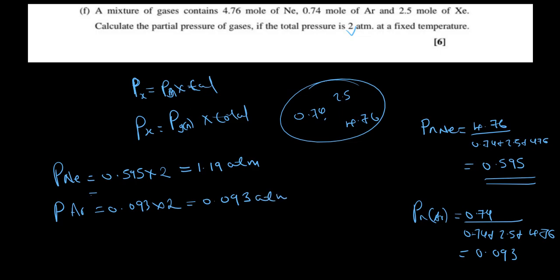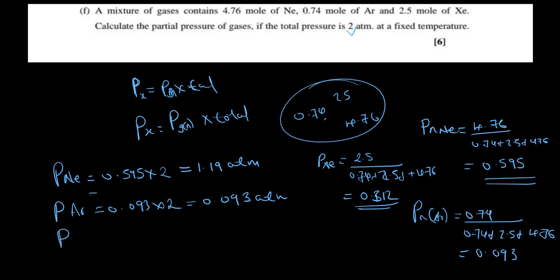So that is it. Then for the partial pressure of this gas now, which is just Xe, xenon. So the mole fraction of Xe is equal to the value of xenon, which is 2.5 over the total, 0.74 plus 2.5 plus 4.76, like that. So when you divide, that will give you 0.312, like that.